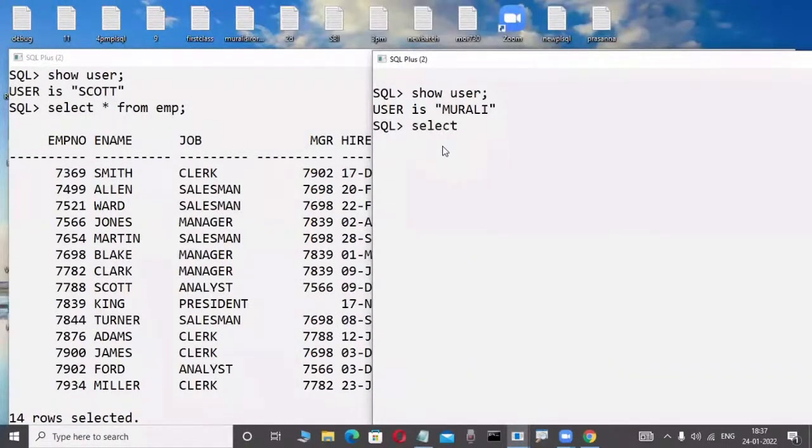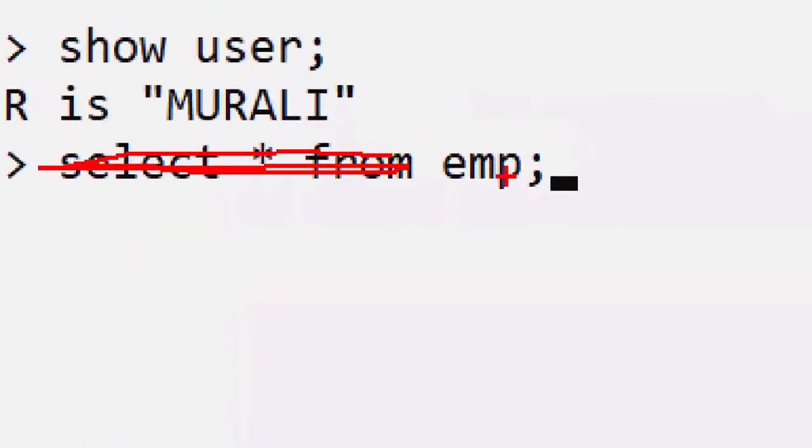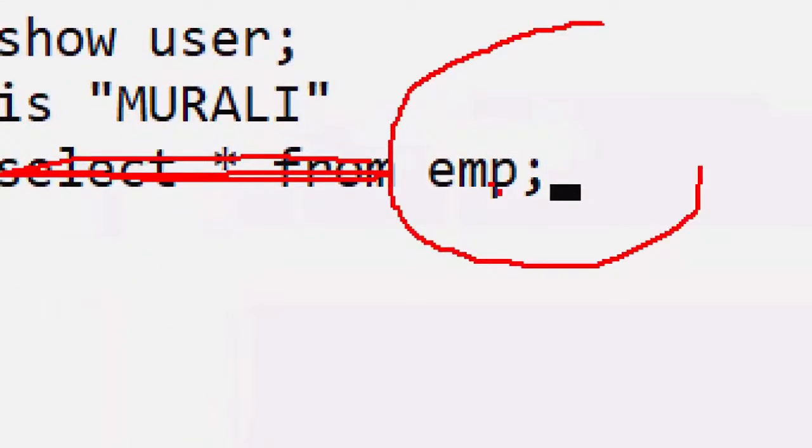There is the SQL language in the future, for example, select star from EMP. The Murali user does not have this table, but he is typing some command only. Don't worry, this SQL command you will learn in the future. Select star from, yes, the table name EMP. The Murali user is typing only. Is it possible or not possible? Is the Scott user's table visible to the Murali user? Is the Murali user allowed to access the Scott user's table? Logically, observe here: possible or not possible?